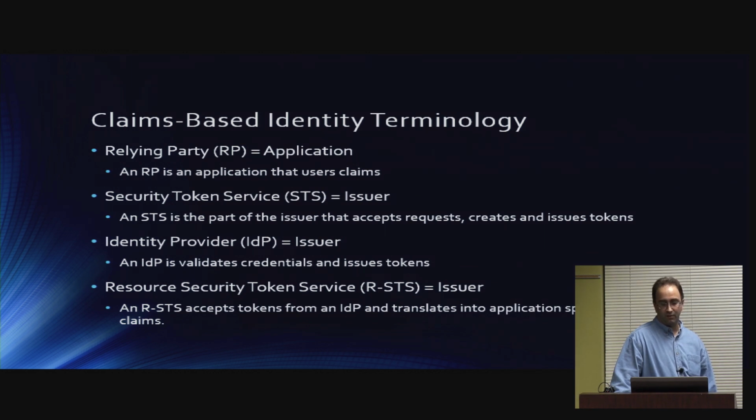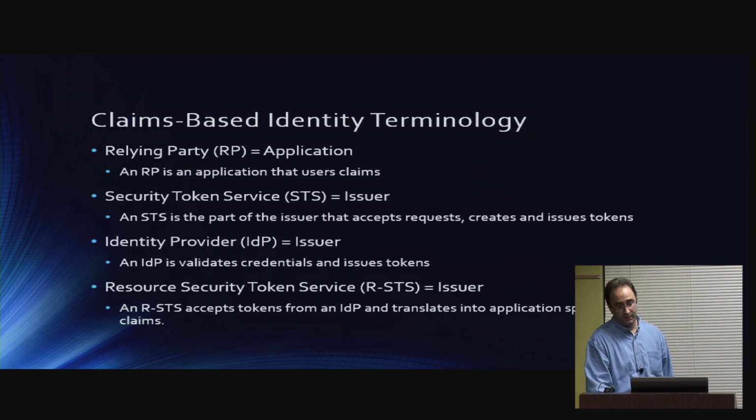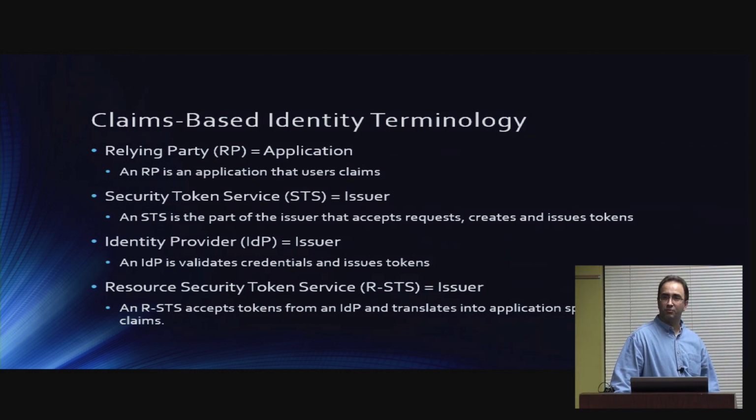And then we have another one down here called a Resource Security Token Service, or an RSTS, which is also an issuer. It's kind of a pass-through issuer. An RSTS accepts tokens from another issuer, a provider, and translates them into application-specific claims. It could be the man in the middle, so to speak. I can have an RSTS that's trusted with an identity provider, and the tokens pass through my RSTS. Maybe it adds some more claims into the token and reissues another token that can be passed to my application.